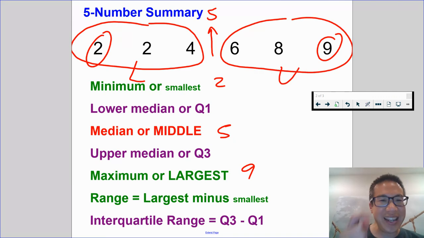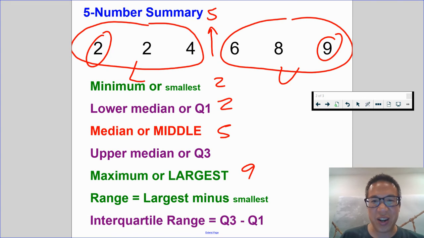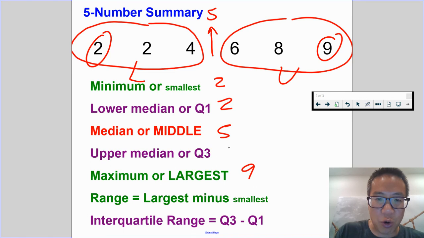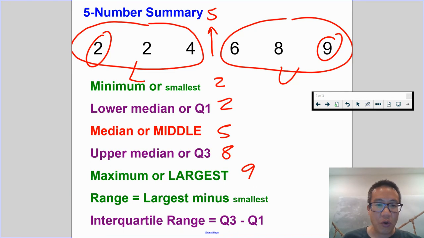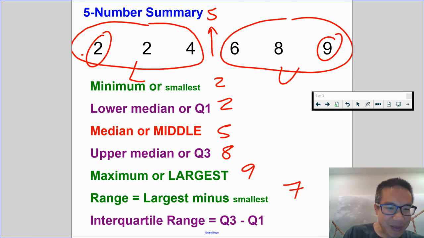So what's the median of the lower half? 2, quartile 1. What is the median of the upper half? 8, that's quartile 3. So, range, largest minus smallest. It ranges from 2 to 9. How far is it from 2 to 9? 7 numbers away.